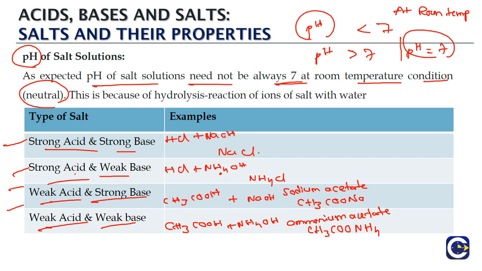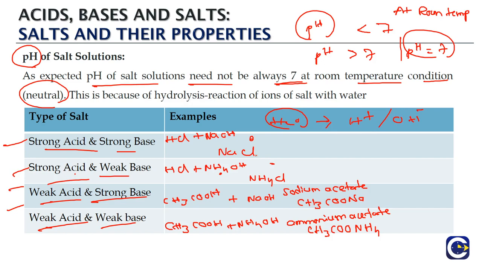Now, if you look at a salt, we'll have the cation part of the salt coming from the base, and the anion part of the salt coming from the acid. So these ions, when we dissolve them in water, because water can give H plus and OH minus ions.